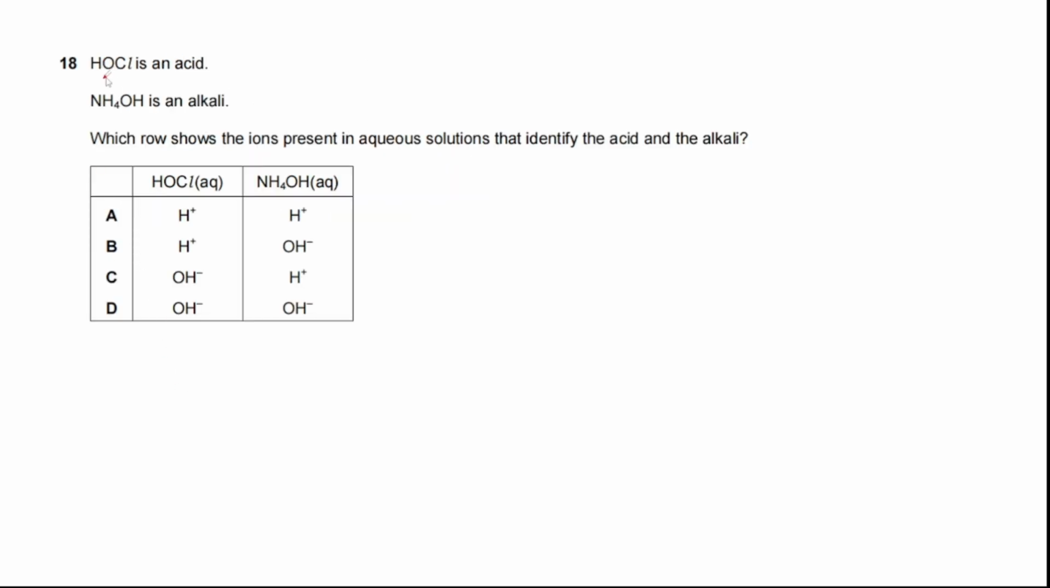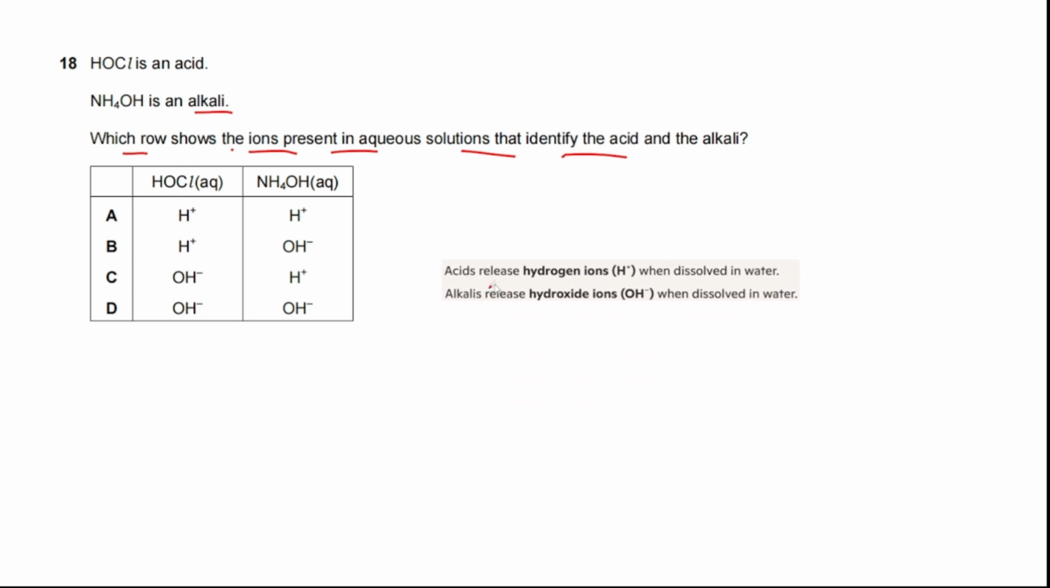Question number 18. HCl is an acid, NH4OH is an alkali. Which row shows the ions present in aqueous solutions that identify the acid and the alkali? Acids always release hydrogen ions when dissolved in water, forming aqueous solutions, and alkalis form OH minus when dissolved in water. So since HCl is an acid, it will form H plus, and NH4OH will form OH minus. So the correct option is option B.